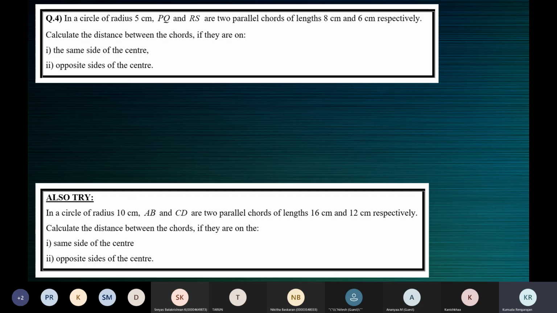In a circle of radius 5 centimeters, PQ and RS are two parallel chords of lengths 8 centimeters and 6 centimeters respectively. Now, when we have two parallel chords given here, we don't know if the two parallel chords are on the same side of the center or on the opposite sides of the center. So that's why you have to calculate the distance between the two chords. In the first case, they are on the same side of the center; in the other case, they are on the opposite sides of the center. So let's do the first case, same side of the center.